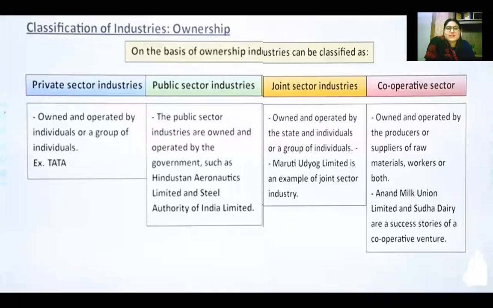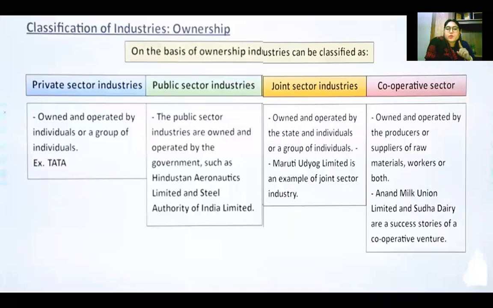Okay, so the third category under the basis of ownership is joint sector industries. You can understand from the name only. Joint means sometimes the individual and the state. For example, now the government is doing partnership with Ambani groups in some areas. So when the government and some rich affluent person deal with each other, that industry will be called a joint sector industry.